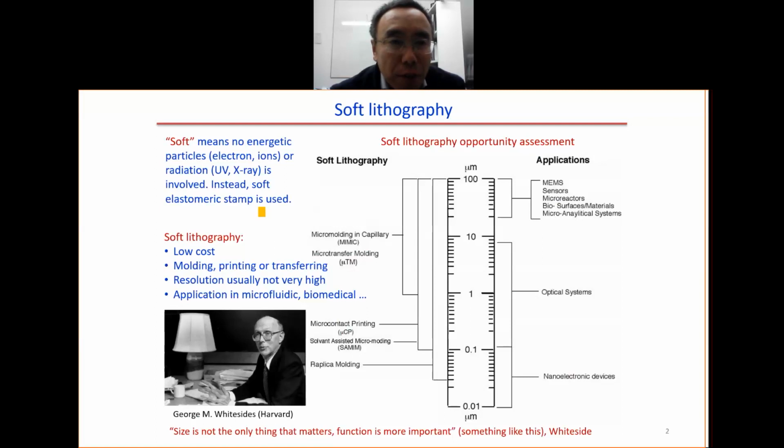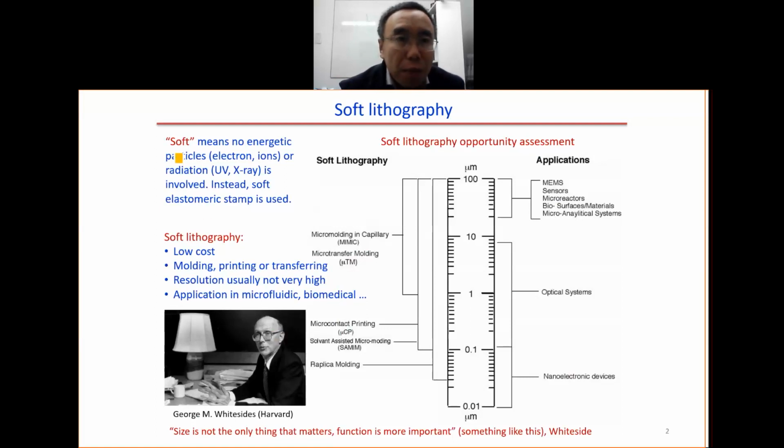The main advantage of soft lithography is the low cost. We do molding, printing, or transferring. This printing is similar to nanoimprint, so that's why sometimes people call nanoimprint lithography a soft lithography method. Usually the resolution is not very high because we use PDMS. PDMS is too soft for high resolution. The main applications are in microfluidics and biomedical areas.